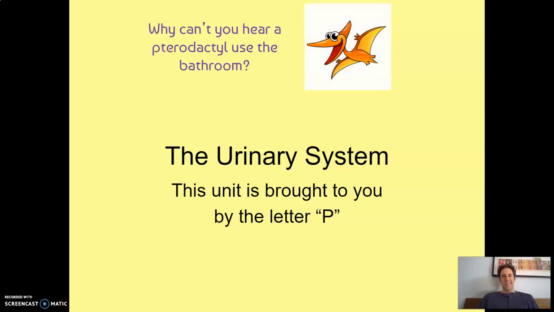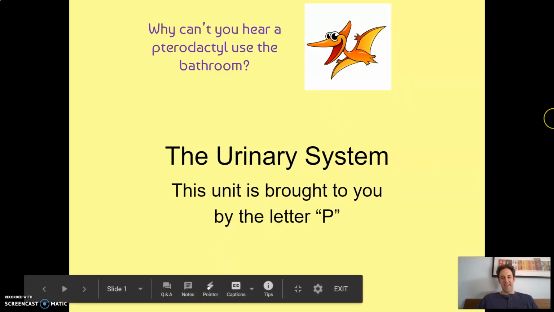Oh yeah. Hey, why can't you hear a pterodactyl use the bathroom? Because the P is silent. Yellow background. Yeah, very mature start.